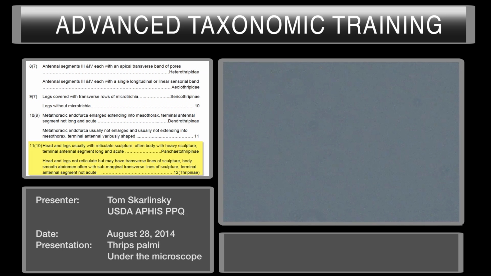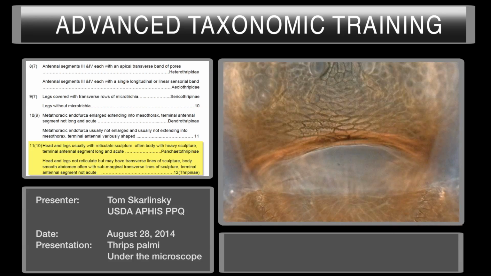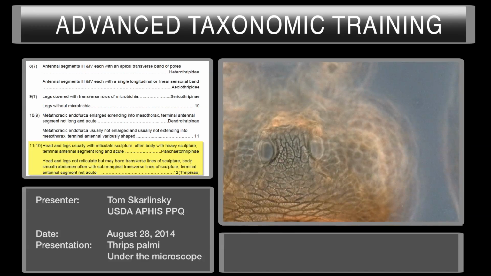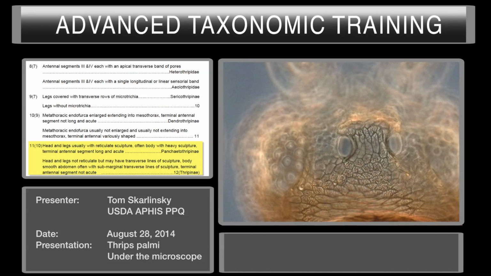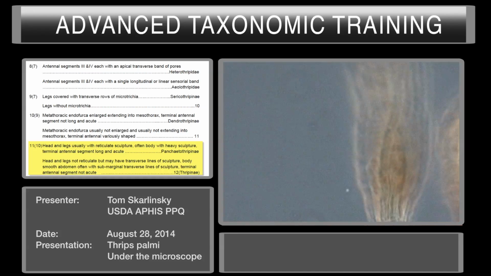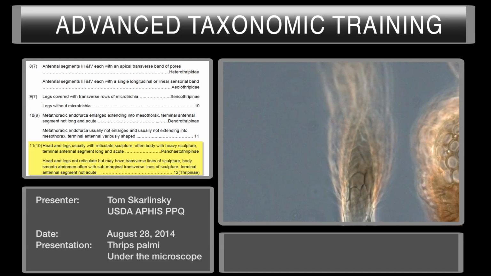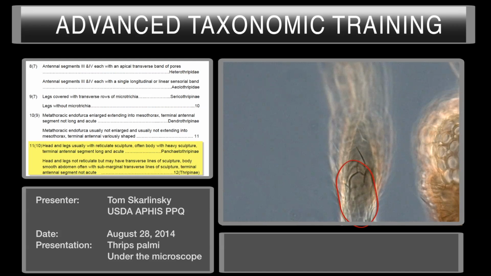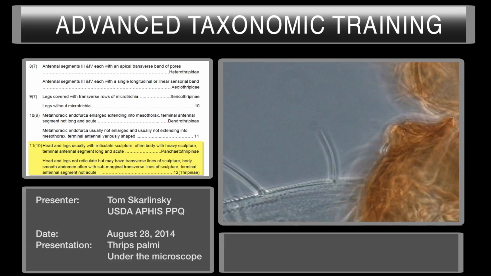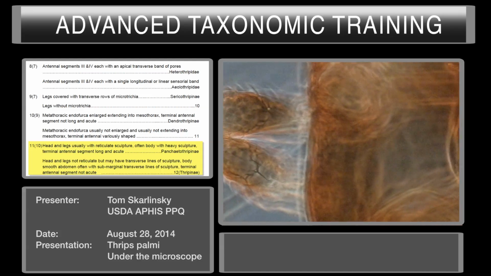We'll look at an example of a specimen with reticulate sculpture in the head and legs. Here we are with the head. We can see the reticulation all over the head here. And let's check out the legs. It's a little more difficult, but we can see the cells there indicating reticulation, and they're pretty reticulate there.